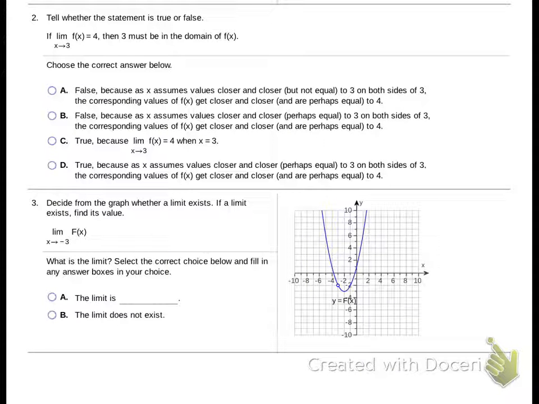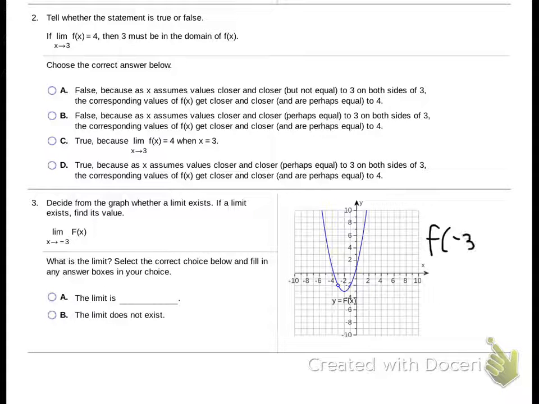All right, number 2. Actually, I'm going to do number 3 first and then come back to number 2. Hopefully that makes sense in a sec. So for number 3, we are asking, what's the limit as x approaches negative 3? Now, again, f of negative 3 is something different.